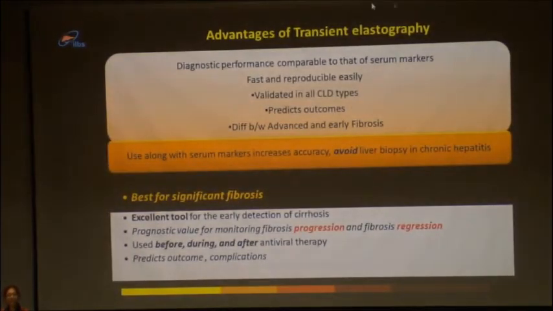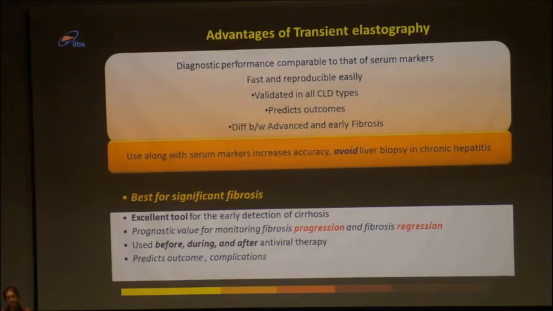Having said that, what are the advantages? It's comparable to that of serum markers. So if you don't want to even get serum markers for a patient, just go ahead and do a Fibroscan. It's very fast, very easily reproducible. It's validated in all CLD types. Many studies have been done. It is definitely helpful in predicting outcomes, and it differentiates between advanced and early fibrosis, which is what we need to know at the point of care when the patient walks into your clinic.